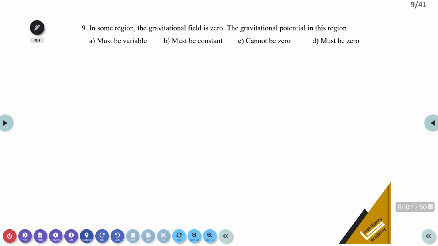Next. In some region, the gravitational field is 0. Gravitational field is 0. What is the gravitational potential, student?